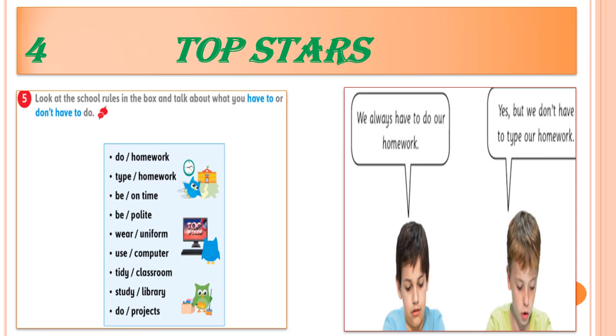Now we have type homework. So we can't or we don't have to type homework. Number 3, be on time. The most important thing in our life is to be on time in everything we do. So here I have to be on time. The next one, be polite. So we must say I have to be polite with my teacher. Thanks. The rest of the words you can make sentences from yourself, my students.